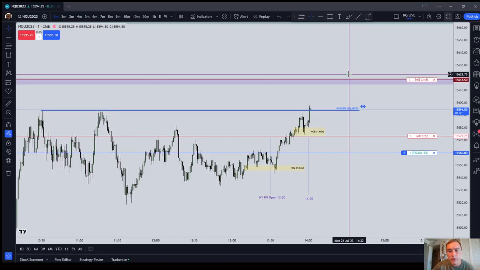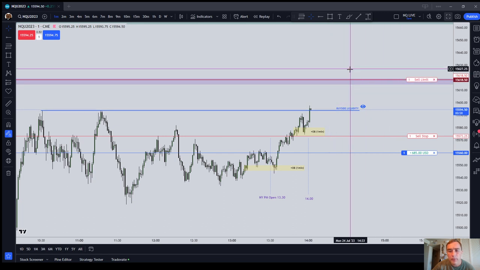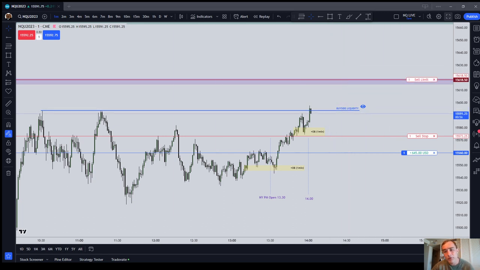We'll see if price wants to continue to draw higher, potentially up into the 600s. But for this example, I just wanted to show you just this.